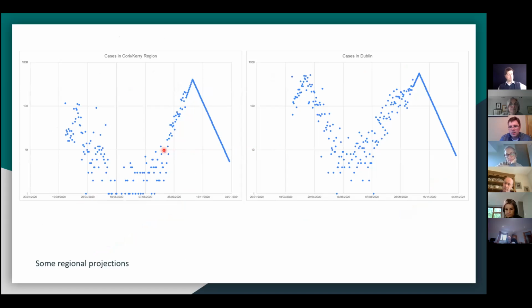So in Cork and Kerry or in Dublin regions, and again, something similar for all the other regions, you can project where something relatively predictable like level 5 would land us. And that's all from me, and I'm going to pass over to Philipp now.